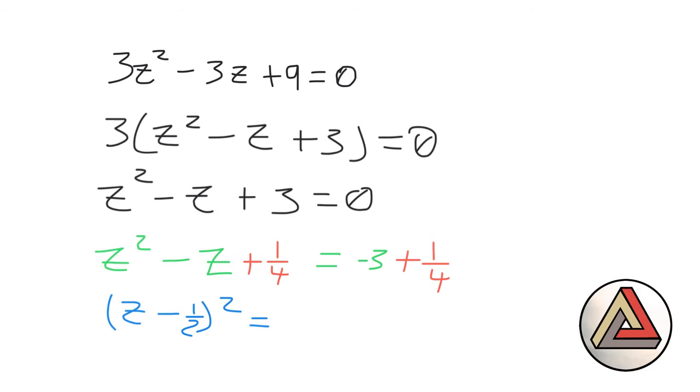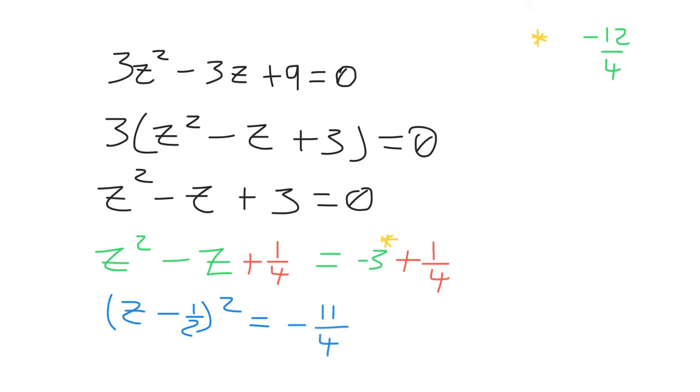Well, you know, negative 3, I'll put a little asterisk near it. Negative 3 is secretly negative 12 over 4. And I want that common denominator right here. So negative 12 over 4 plus 1/4 is going to be negative 11 over 4. All right, negative 11 over 4.